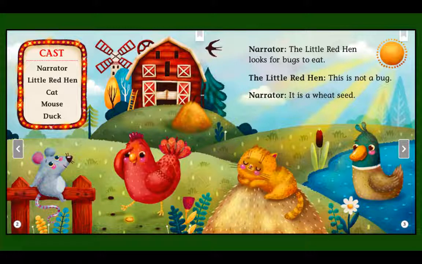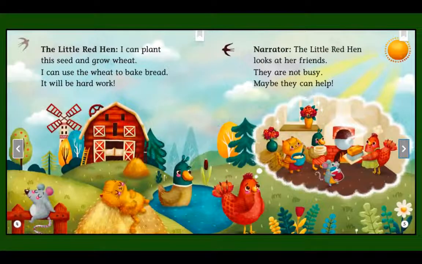Let's start. The Little Red Hen looks for bugs to eat. That is not a bug. It is a wheat seed. I can plant this seed and grow wheat. I can use the wheat to bake bread. It will be hard work. The Little Red Hen looks at her friends. They are not busy. Maybe they can help.